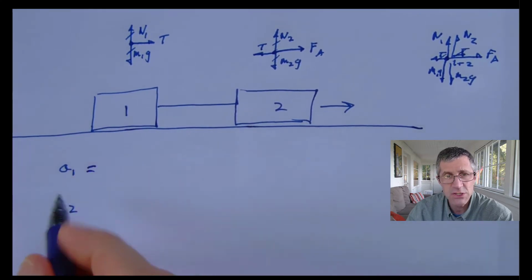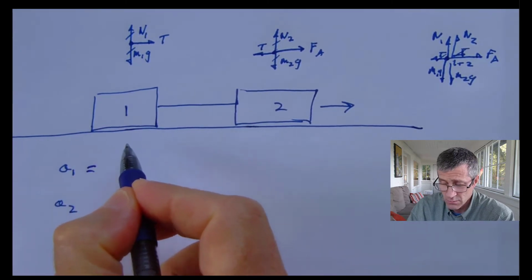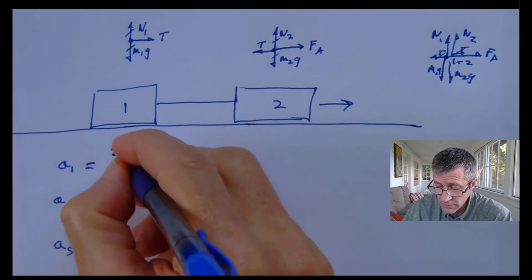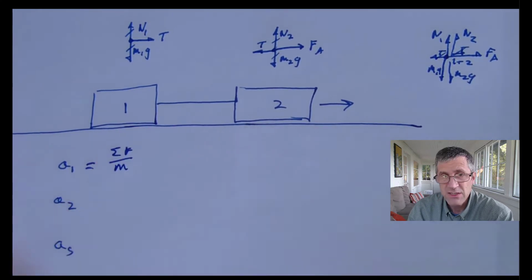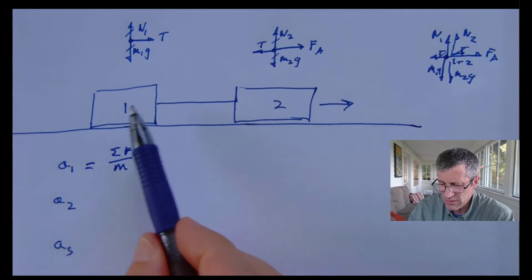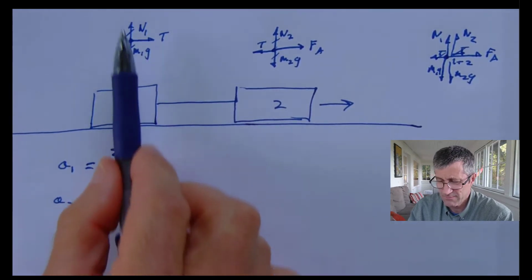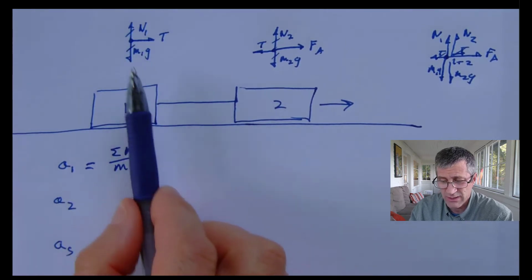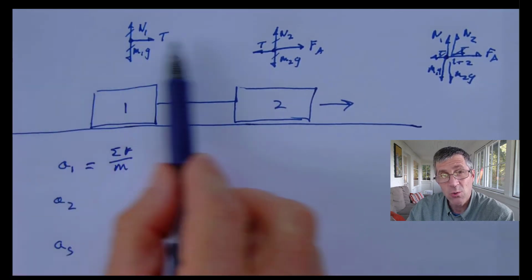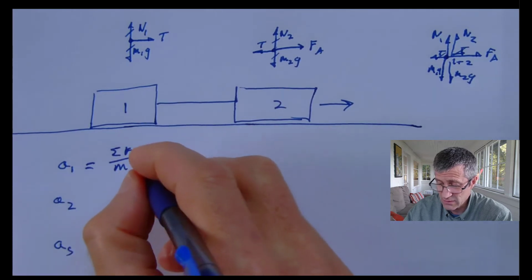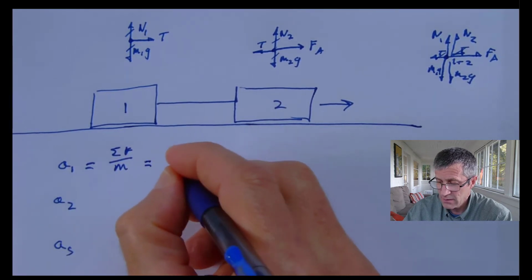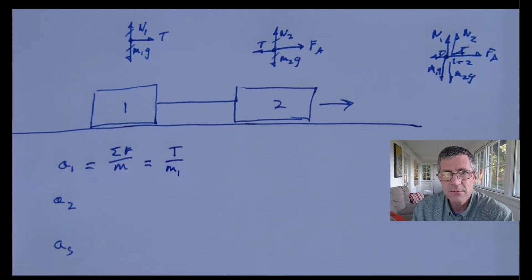We can use this just looking at box 1. What is the sum of the forces divided by the mass? I've got two dimensions to choose from. My vertical dimension is not so interesting: the forces are going to cancel, and my acceleration is going to be 0. And then I have my horizontal dimension. In this case, it's going to be the tension divided by the mass of 1.